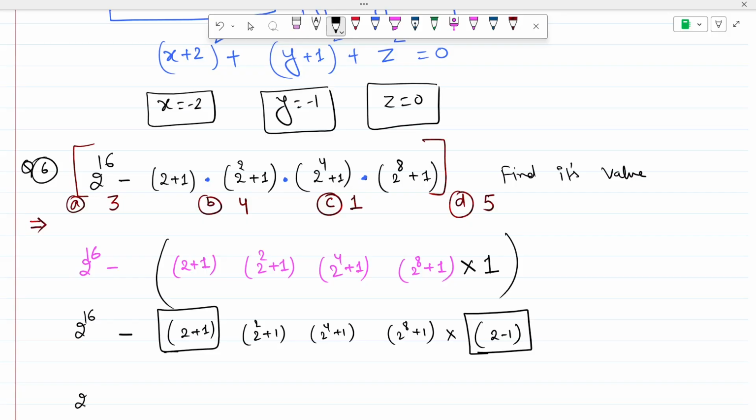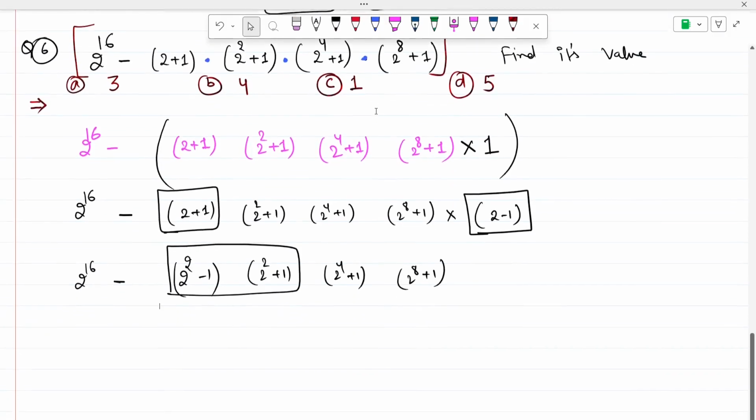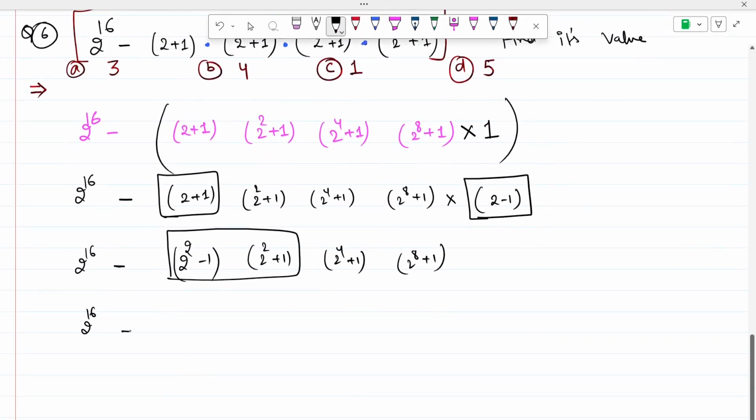So after this, you will get 2 raised to power 16 minus, in place of this, I will write 2 square minus 1. A square minus b square. And then just keep going. That's what I also noticed. We'll get to 2 to the power of 16 minus 1. That's what I thought at least. Correct. It worked out. Now this is again based on an identity, and this will be 2 raised to power 16 minus 2 raised to power 4 minus 1. What do you think? Can this be asked or not?